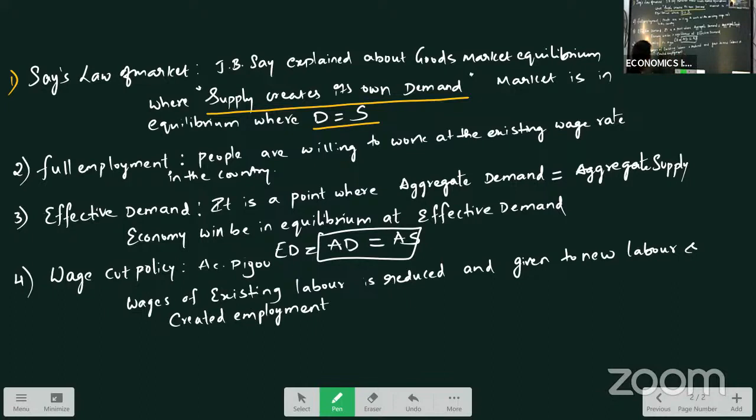So here, what is the wage cut policy? Reduce the wages of existing labor and give that amount to the new labor so that employment is created in the country. This was suggested to create new employment to attain labor market equilibrium. To attain labor market equilibrium means in the labor market, wages of existing labor should be reduced, new jobs will be created, and these wages will be given to them. This concept was explained by A.C. Pigou. So that is called wage cut policy.